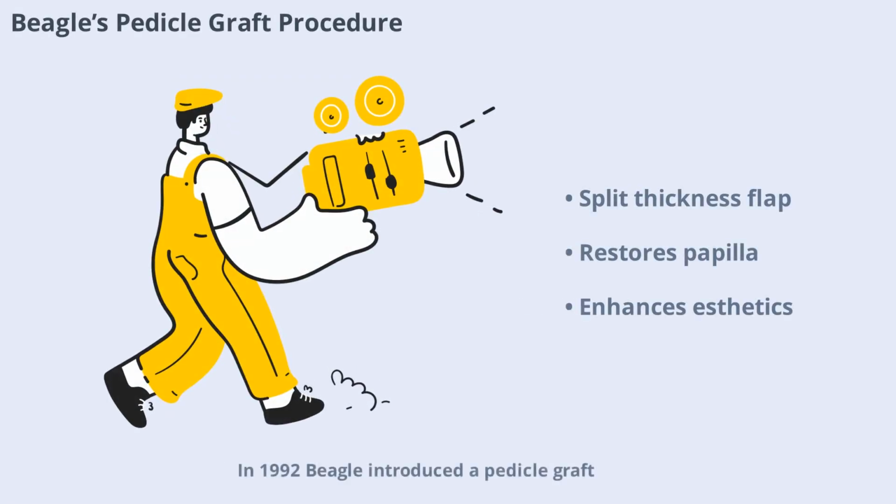In 1992, Beagle introduced a pedicle graft procedure utilizing a split-thickness flap. This technique involves dissecting a flap from the palatal aspect of the interdental area, elevating it labially, and then folding and suturing it to create a new facial papilla. The approach aims to restore the natural contour and fill the space between teeth, enhancing both function and appearance.